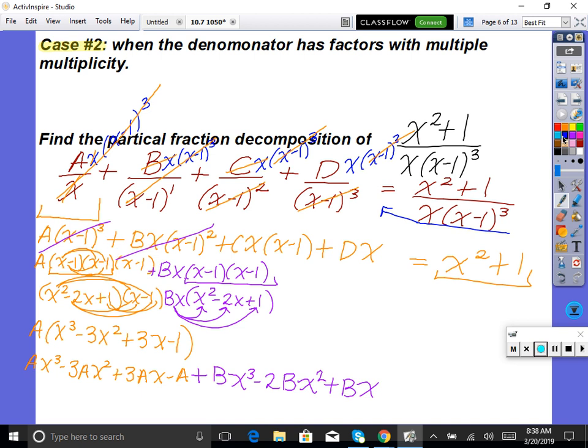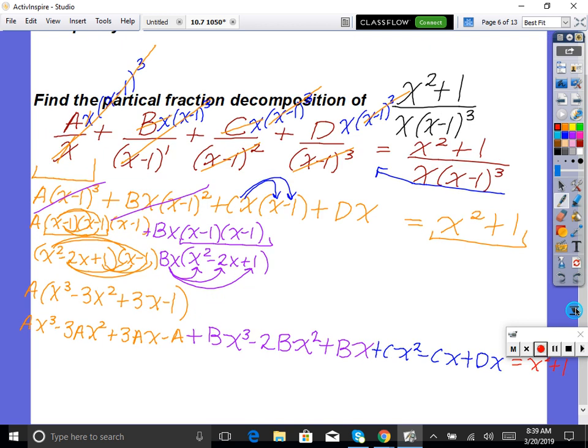Changing colors. cx times x is cx squared. cx times negative 1, negative cx. And then we have a dx. And then that needs to equal, in the end, x squared plus 1. Okay, reorder. Start reordering. Put all x cubeds by each other, all x squareds by each other, x's and constants by each other. And you do that. Don't wait for me, because it's going to take you a lot shorter to just do that on your own.